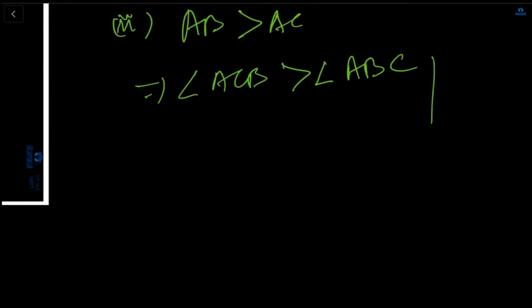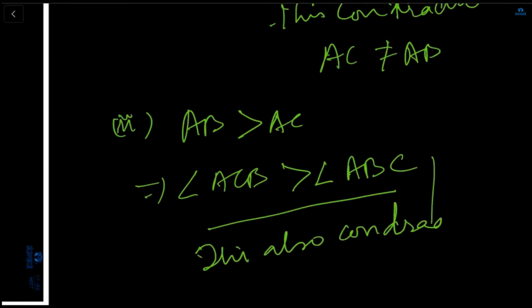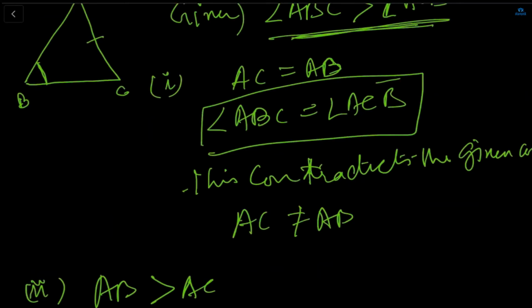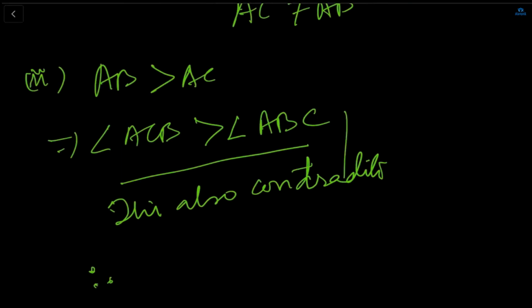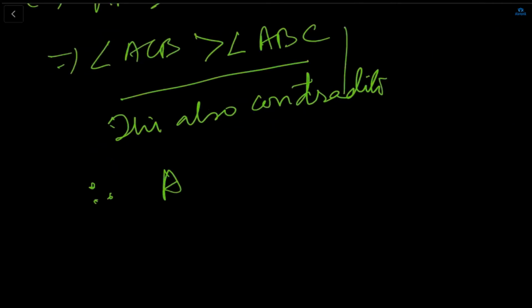Wait, I've not written wrong now. Okay, so this also contradicts. What contradicts? That angle ABC is greater than ACB. Therefore, only the third case will exist. What is the third case? That AB is less than AC.